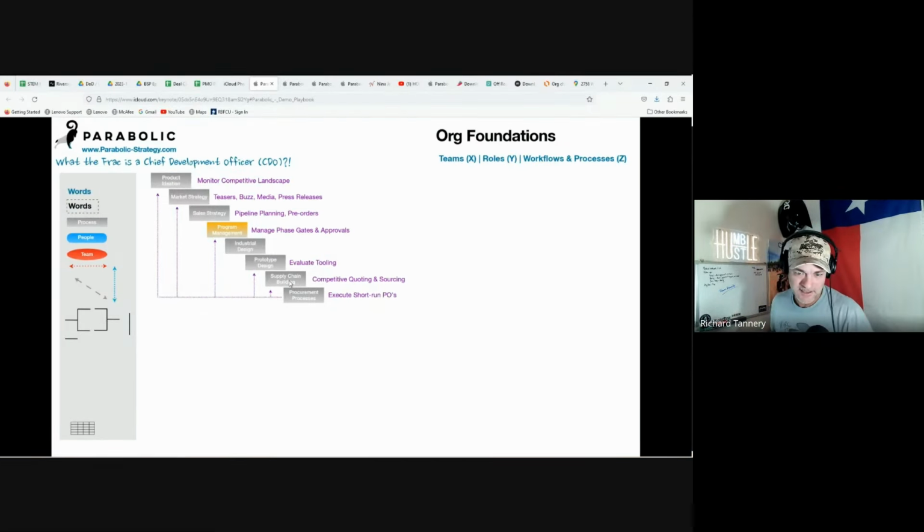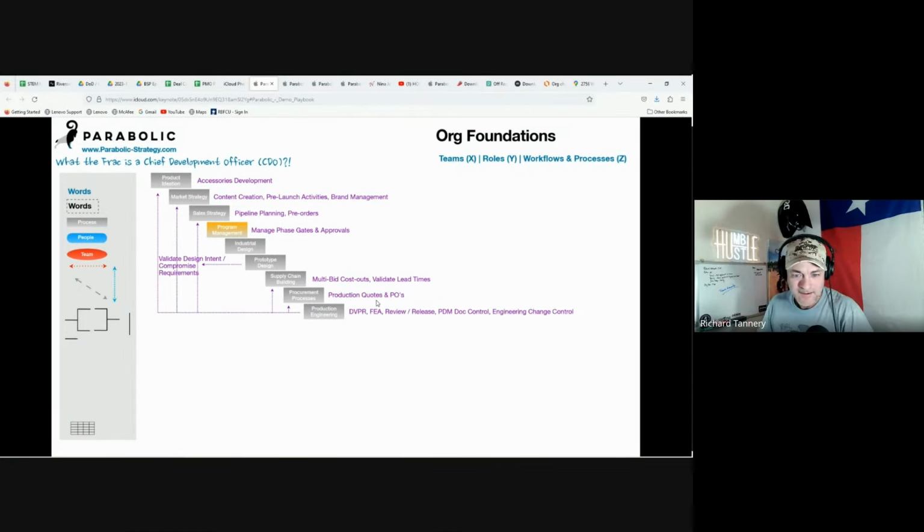The program management team is going to manage phase gates in a product development life cycle. We're going to have to do some sales pipeline planning. We're going to have to look at pre-orders. There's going to be some marketing events such as teasers and buzz and media content, maybe some press releases. And from the product perspective, we're going to have to keep an eye on the competitive landscape to make sure we're not just mimicking something or someone's not catching up with us in this whole concept as it develops.